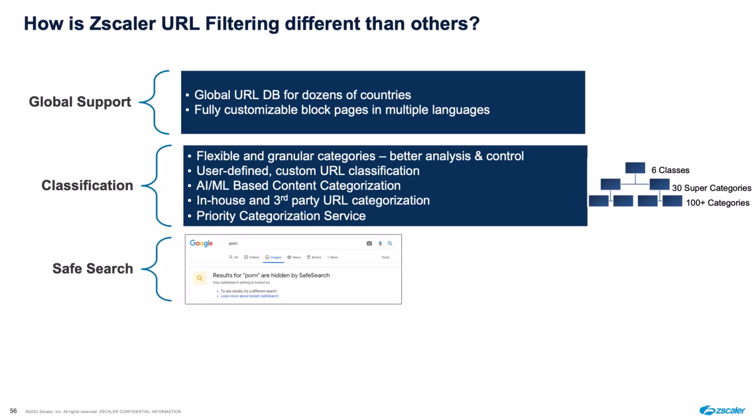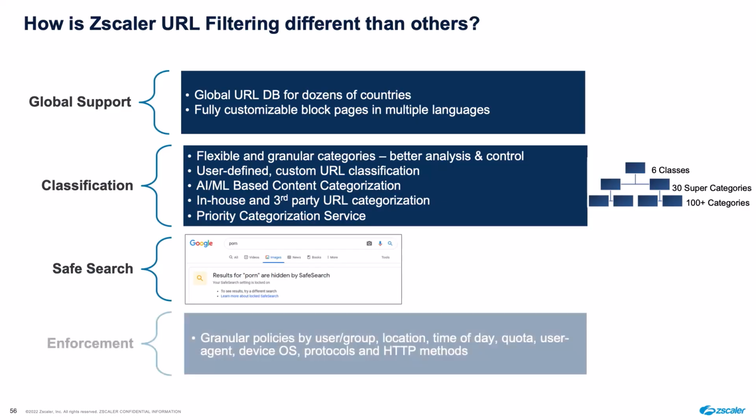I talked about safe search. There is an advanced capability where you could automatically turn on safe search for the entire organization so that you can always be guaranteed that when your end users access any search engines, it is safe to search any content out there. And overall, we have about 6 top classes, 30 super categories, and more than 110 subcategories within those, grouped into different types of URL categories for easy policy configuration.